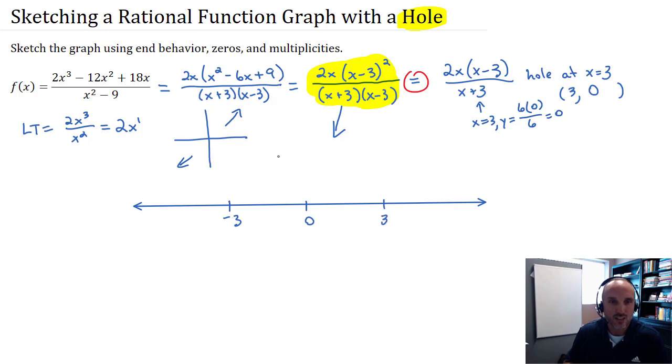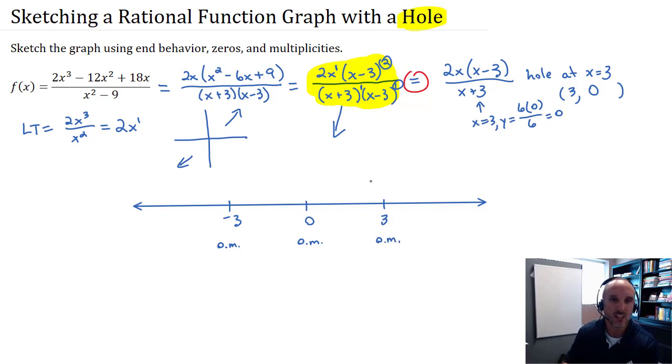+3. -3 comes from x plus 3, which only shows up once. So that's a multiplicity of 1, which is odd. 0 comes from x, which only shows up once, so that's an odd multiplicity again. 3 shows up 1, 2, 2 times on top and 1 time on bottom, so that's a multiplicity of 3, which is an odd multiplicity.